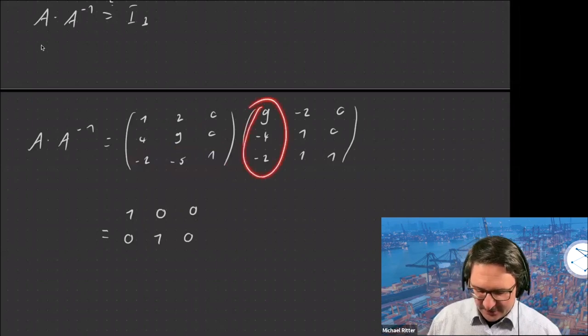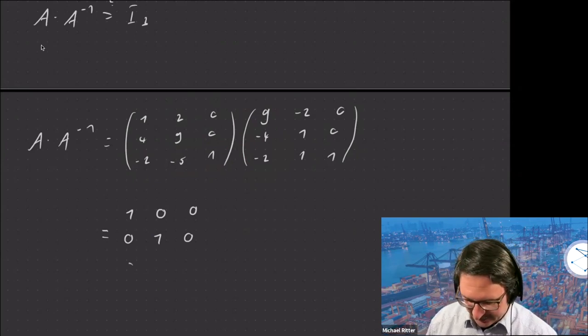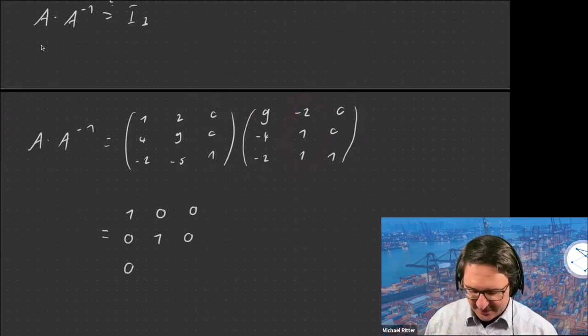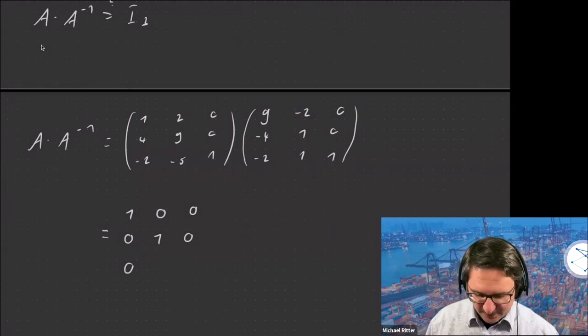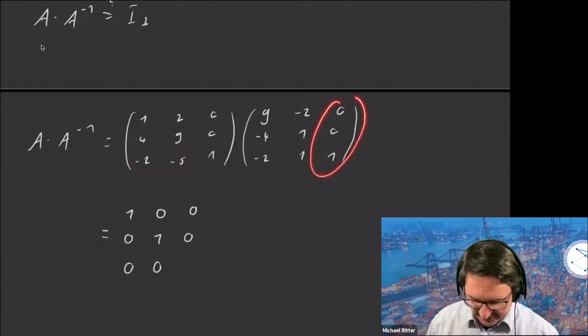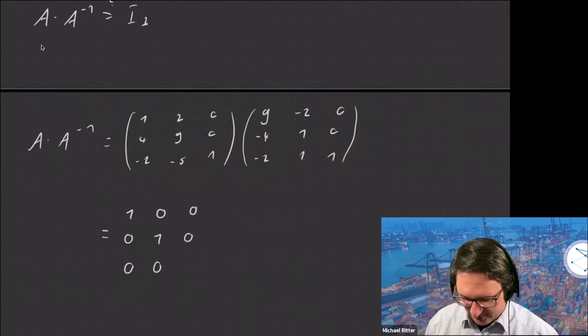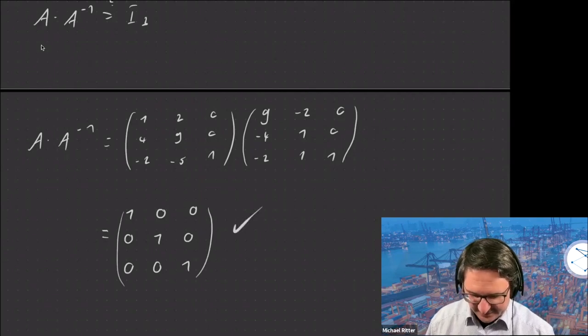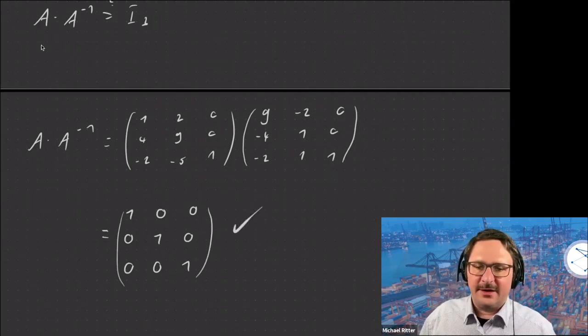Multiplying this with the first column yields minus 18 plus 20, that's 2, minus 2, that is 0. Multiplying with this column, we obtain 4 minus 5, that's minus 1 plus 1, that is 0. And that looks good. This column, last one, that is 0 plus 0 plus 1. So indeed, that's exactly what we wanted. That is the identity matrix here. So seems our result is actually correct.